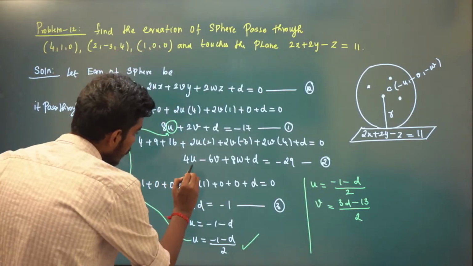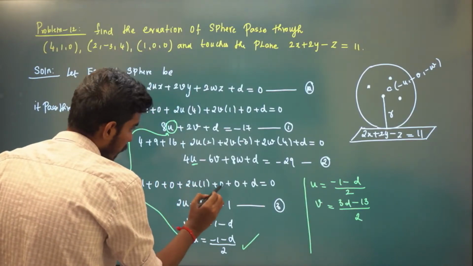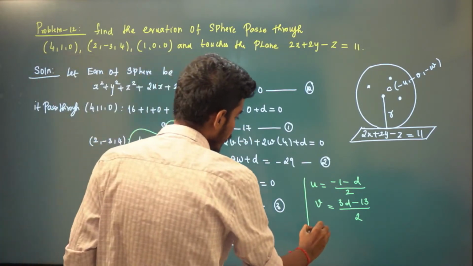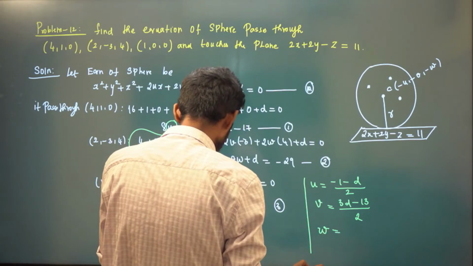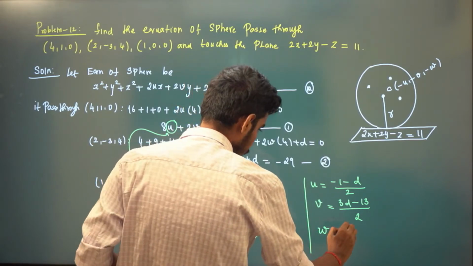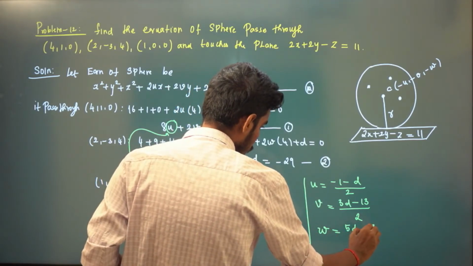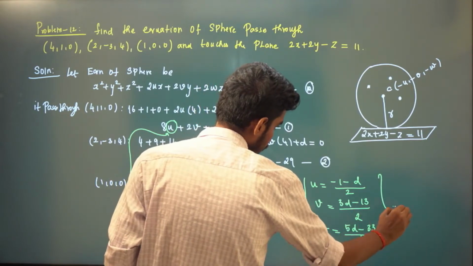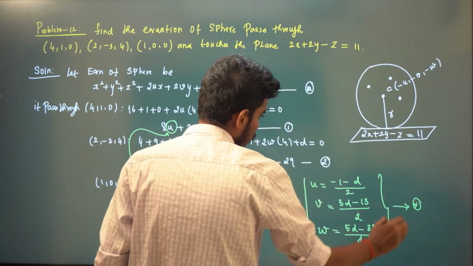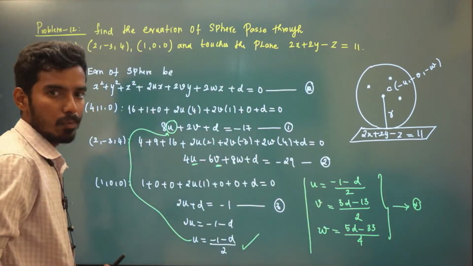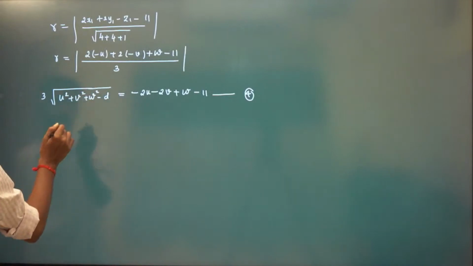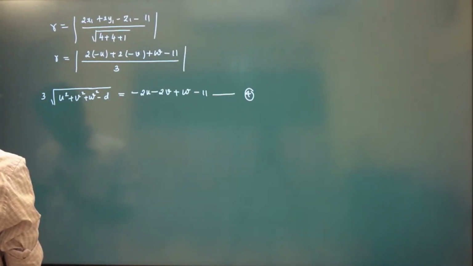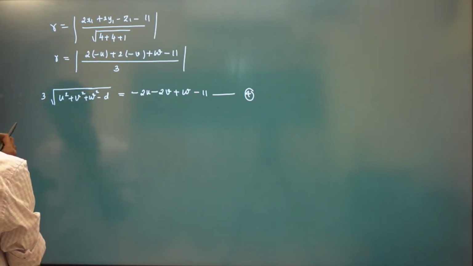And you know u in terms of d, and you know v in terms of d. So you can find w also in terms of d. So you will have w to be equal to (5d - 33) divided by 4. Let us call this star. Now you know u, v, w in terms of d. Now substitute here. That's it.